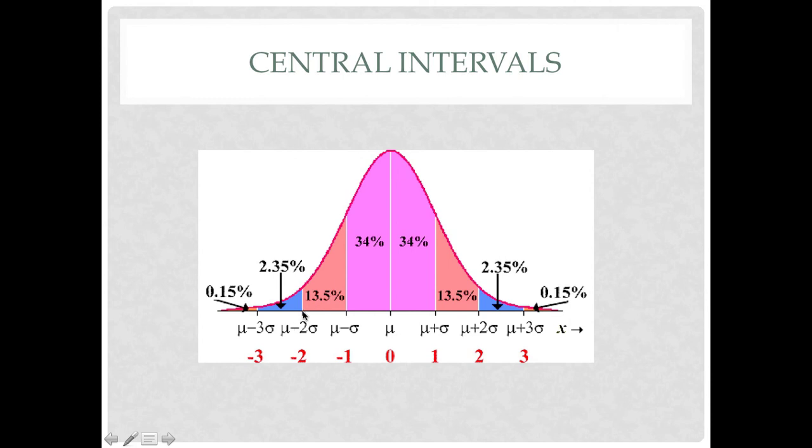Then between 2 standard deviations and 3 standard deviations is 2.35% on both sides. So that then takes up 99.7% of the data. You have this little bit, 0.15% here and 0.15% here, that make up the rest of the tail. That would be 3 standard deviations or more above the mean, and 3 standard deviations or more below the mean.